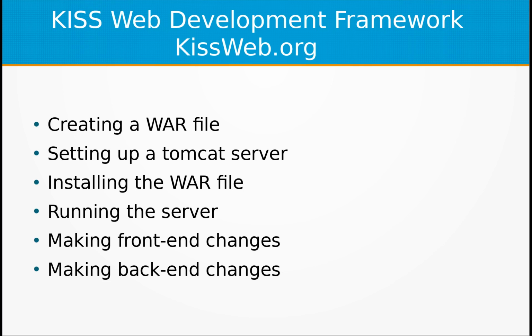In this video, we will cover the following things. First, we will discuss how to create the WAR file. This is a single file that you install on your server in order to install your application on the server. But before that, we're going to cover setting up the Tomcat server. So if you don't know how to set a server up, we'll do that real quickly as well. We'll be installing the WAR file on that server, and then we'll be running the Tomcat server and testing it on our browser. Finally, we'll go over making some front-end changes and making some back-end changes while the system is running.